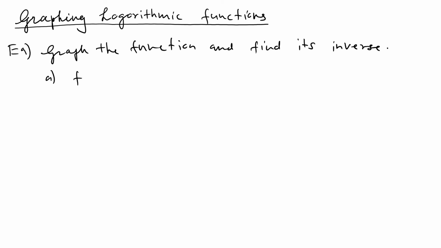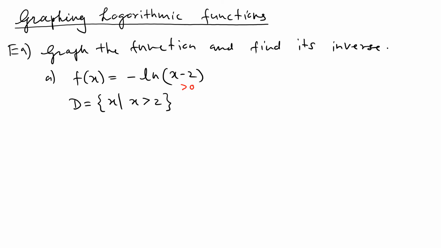Let f(x) equal negative ln of (x minus 2). For this problem, the domain is any x such that x minus 2 is greater than 0. In that case, x is greater than 2. So that's the domain, and then we can graph this step by step.